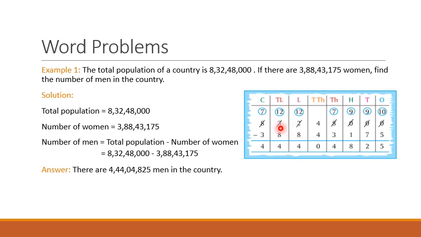Now since this 3 has given a borrow, it has become 2. But again it's not possible to subtract 8 from 2. So we take a borrow from this column, make this 8 into 7 and this 2 becomes 12. 12 minus 8 gives me 4 and 7 minus 3 gives me 4. So this is my final answer. So this gives me the number of men in the country. So my final answer is there are 4 crore 44 lakh 4,825 men in the country.